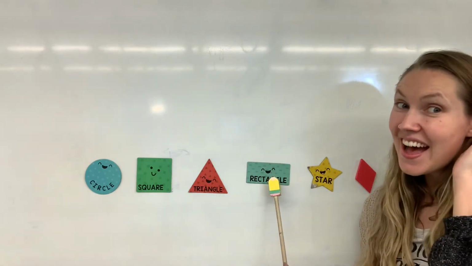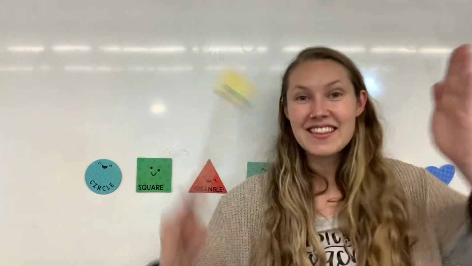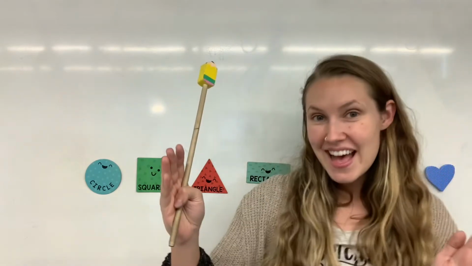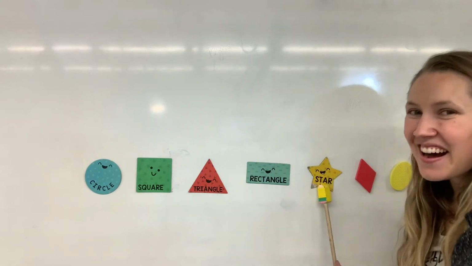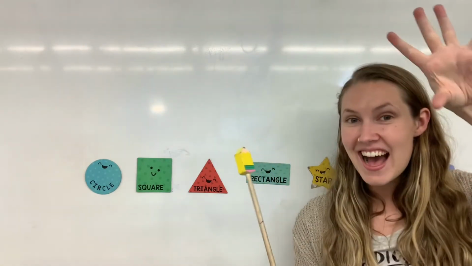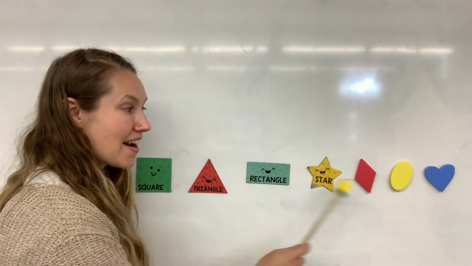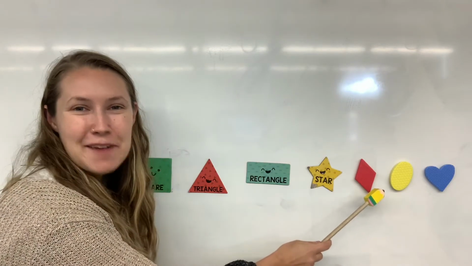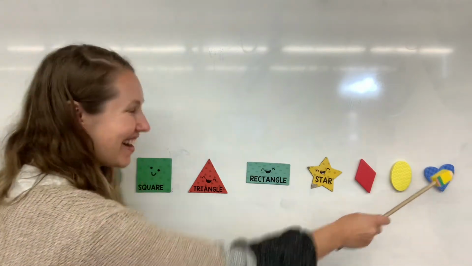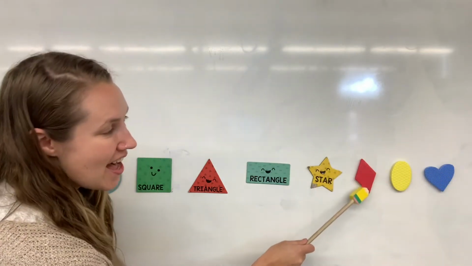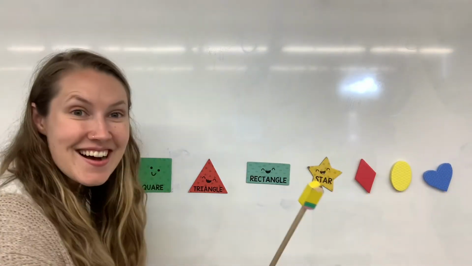I wanna be a rectangle and have 2 sides longer than the other 2. Oh yeah, I'm a rectangle. I wanna be a star, shining high in the sky, wherever you are. I'm a star, I'm a diamond, I'm an oval, I'm a heart. Now take me back to the start.